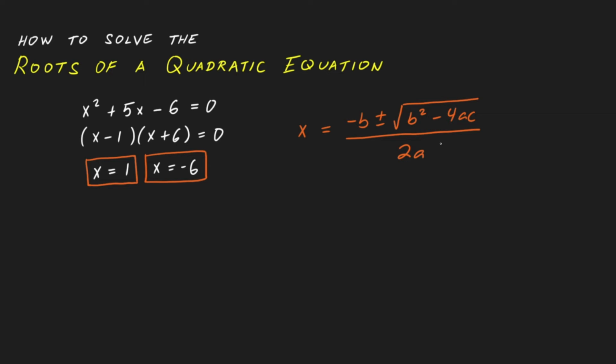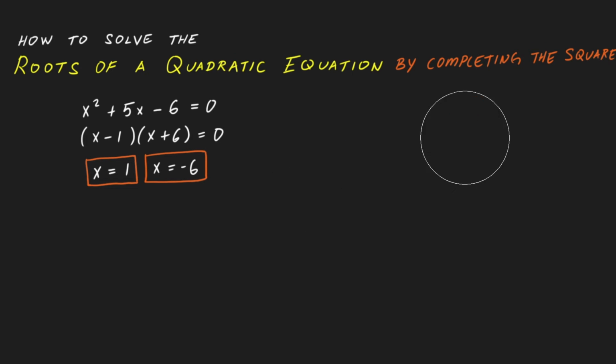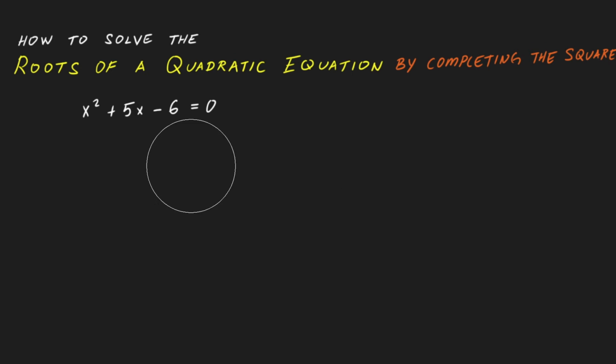It is a method called completing the square. So I'm going to put here by completing a square. So the trick behind this method relies upon the perfect square trinomial. So let me erase this and this.